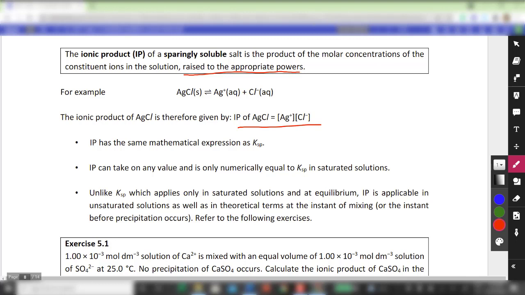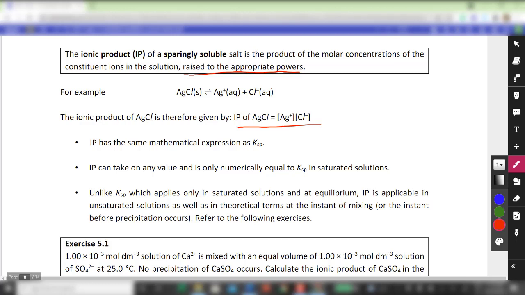So it can take on any value. Okay, but what is the significance of this value? Yeah. So the significance is that if the ionic product takes on the same value as Ksp, then what you're getting is actually a saturated solution. If the ionic product takes on a greater value than Ksp, then you expect some of the excess ions to be precipitated out as the insoluble salt.